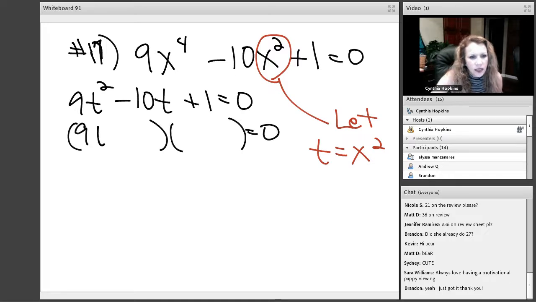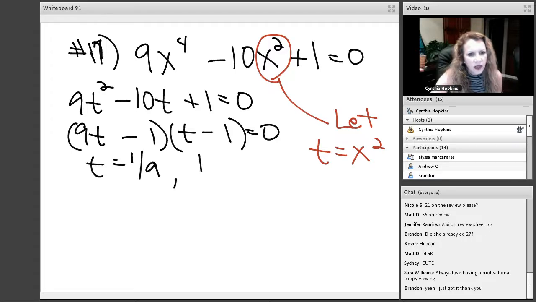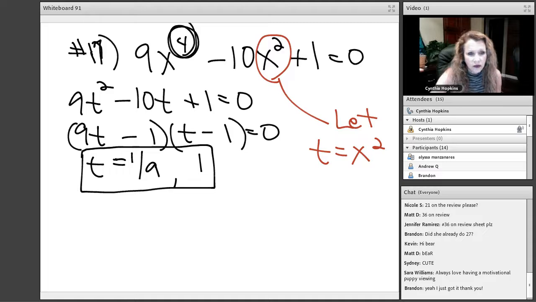So I'm going to write 9t times t, and then this is a 1 and a 1, and both negatives, and let's double check. That's 9t squared minus 9t minus 1t is minus 10t, and then a negative 1 times a negative 1 is plus 1. All right, so I get t equals positive 1/9 and positive 1. Well, that's the answer, two answers for t, and that makes sense that I got two answers because it's a quadratic in terms of t, but the original problem was degree 4, so I'm supposed to have 4 answers.